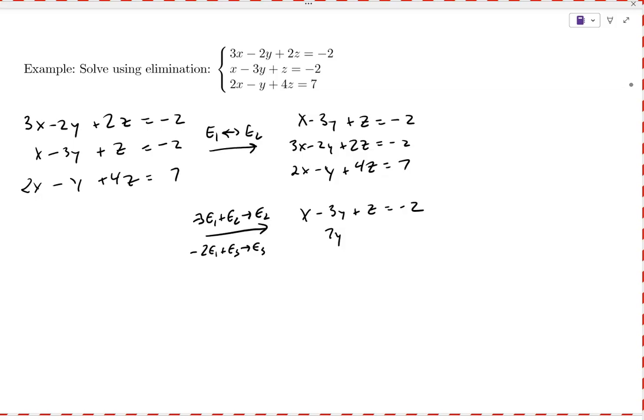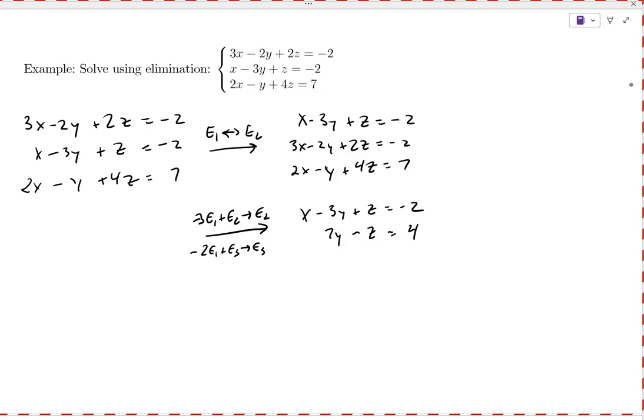Negative 3 times z is negative 3z, plus 2z gives us a negative z. Negative 3 times negative 2 is positive 6, minus 2 will give us a positive 4. Is that okay so far? I know, it's a lot of computation, isn't it? Yeah. It's a lot, I know.